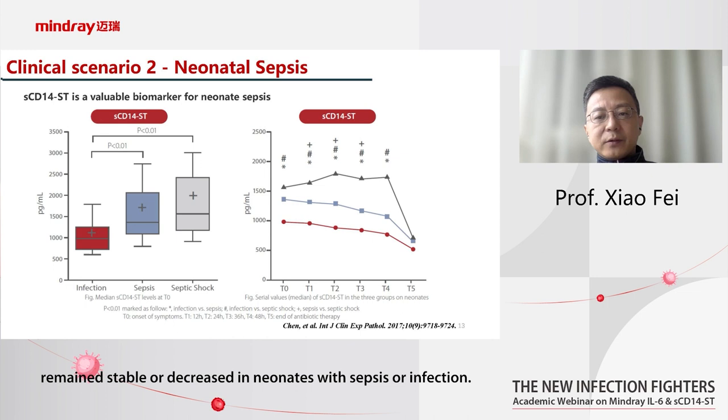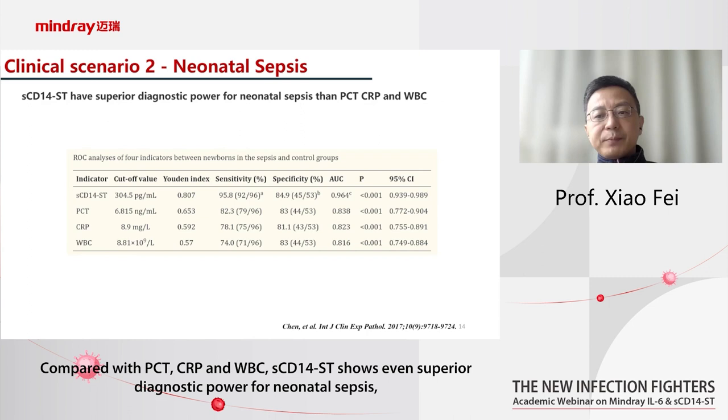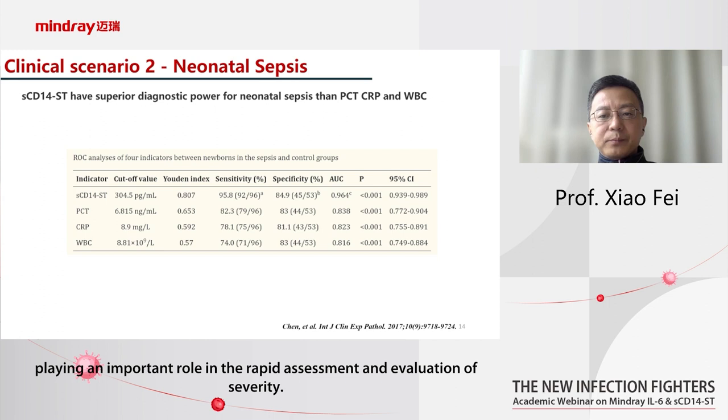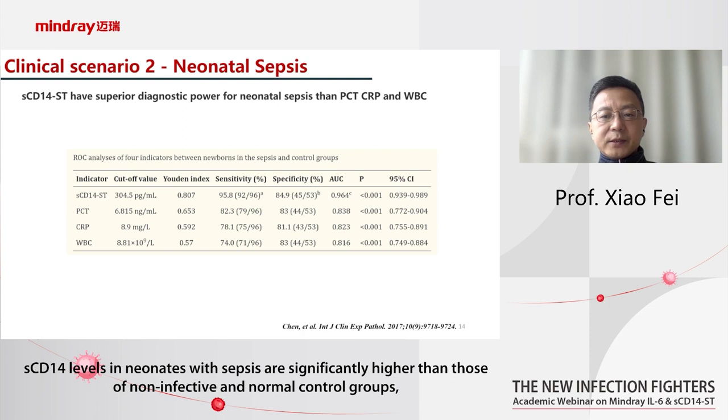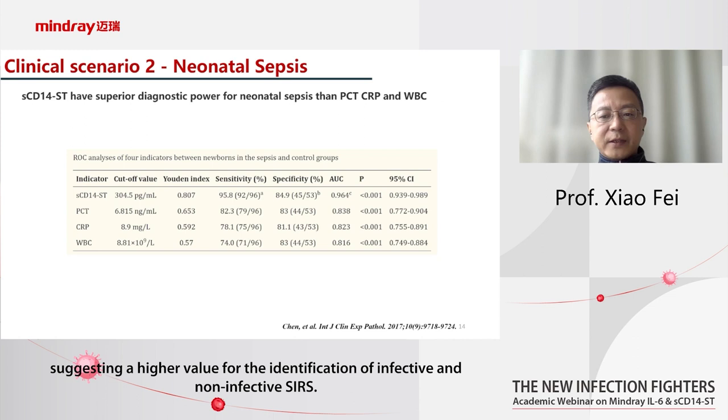So, compared with PCT, CRP, and WBC, sCD14-ST showed even superior diagnostic power for neonatal sepsis, playing an important role in the rapid assessment and the evaluation of severity. sCD14 levels in neonates with sepsis are significantly higher than those of non-infective and normal control groups, suggesting higher value for identification of infective and non-infective SIRS.